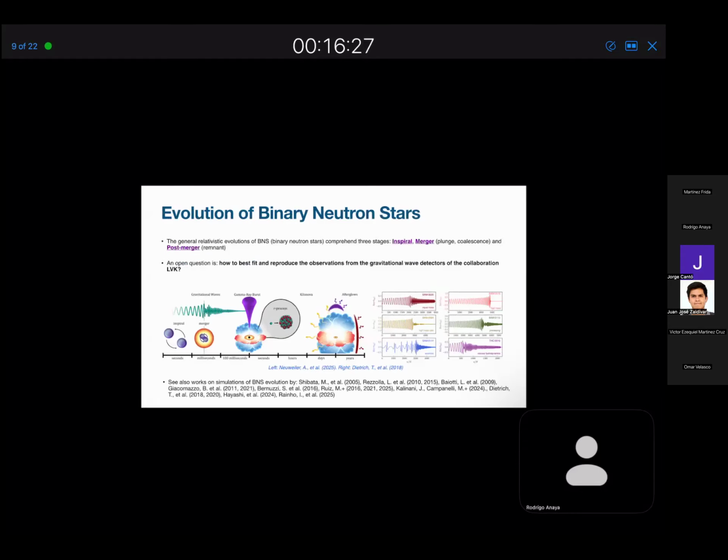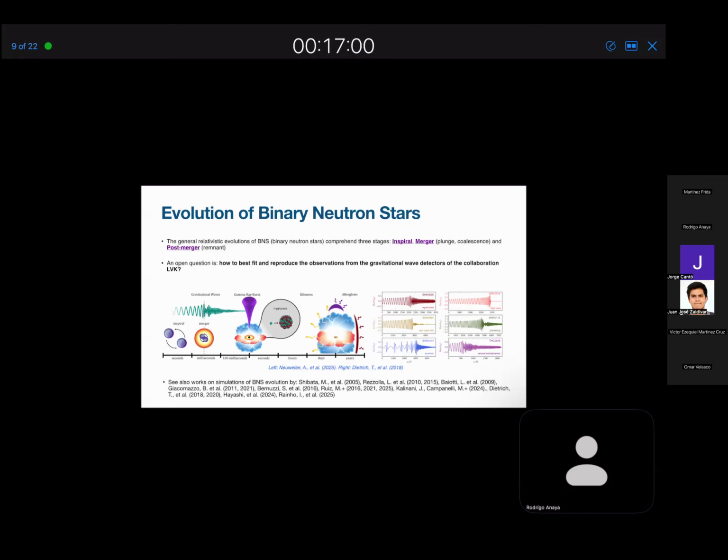Okay. Well, yeah. For this work, we're targeting to model binary neutron star mergers. For these type of events, as I was mentioning at the beginning of my talk, we have very good observations from the collaboration of LIGO, Virgo, and KAGRA. And we already know that these events comprise 3 stages, or mainly 3 stages, which is the inspiral.